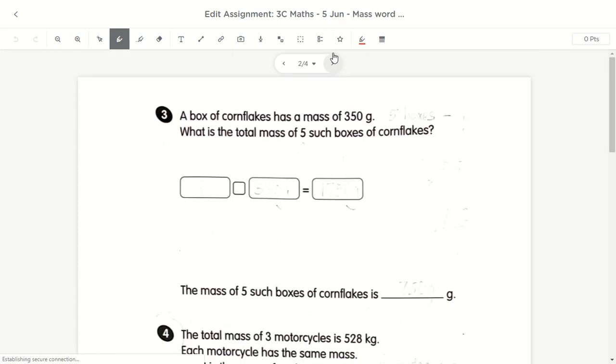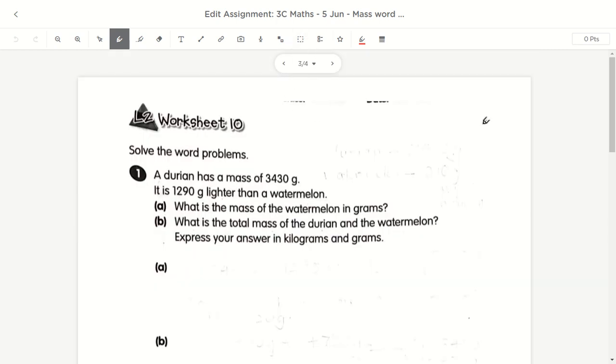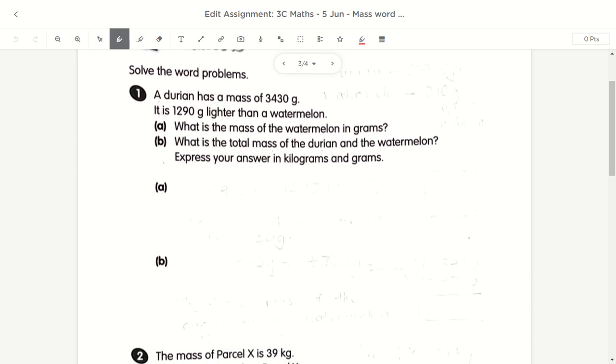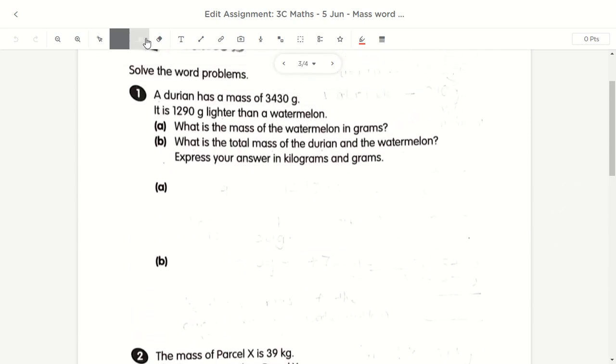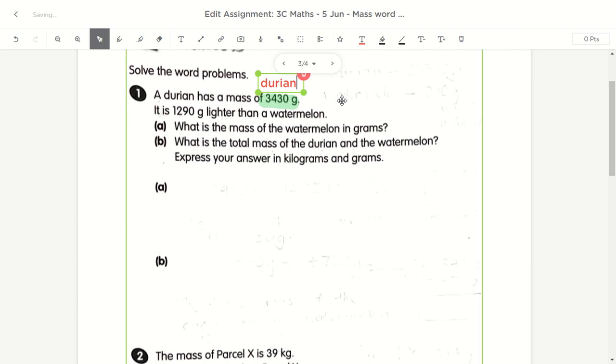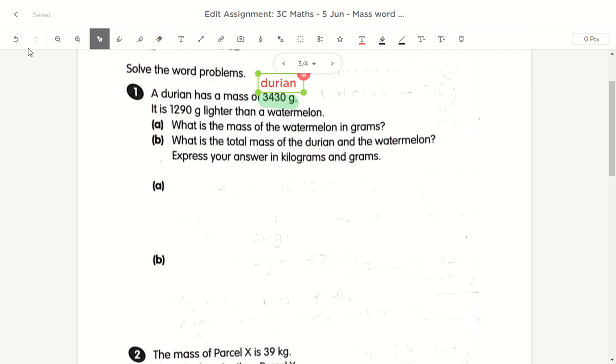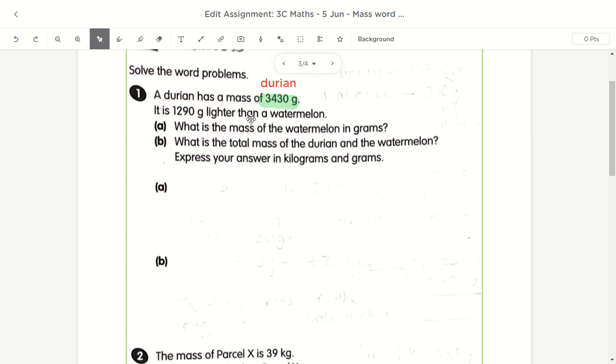Okay, so let's just move on to worksheet 10, question 1. Same thing, break down the question. I have a durian. It has a mass of 3,430 grams. So this is my durian. My durian weighs, or has a mass of, 3,430 grams. Okay, so it is 1,290 grams lighter than a watermelon.